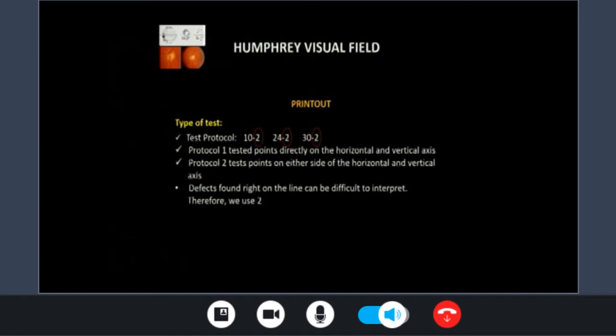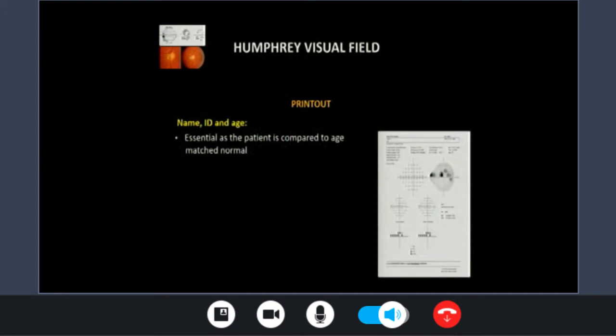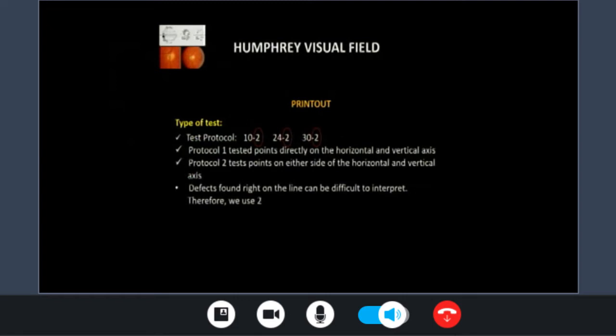We have the type of test that will be shown to you superiorly in the visual field printout. We have some different protocols. We have 10-2, 24-2, and 30-2. Some might ask, why do we have -2? Why don't we have -1? Actually, there is a protocol called -1. But the issue with -1 is that it will give us test points directly on the horizontal and vertical axis. So that's the horizontal, and that's the vertical axis. And it will be difficult for you to interpret these results. That's why we commonly use Protocol 2, or 10-2, 24-2, and 30-2 strategies.